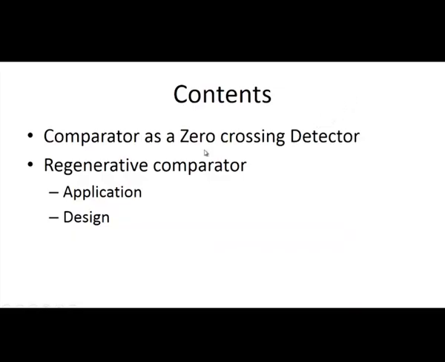Today we are going to discuss the comparator as a zero crossing detector, and next the regenerative comparator, its application and design. We have already discussed a comparator in the previous lectures. What is a comparator? It is an operational amplifier in an open loop configuration. So, here there is no feedback from the output to the input.